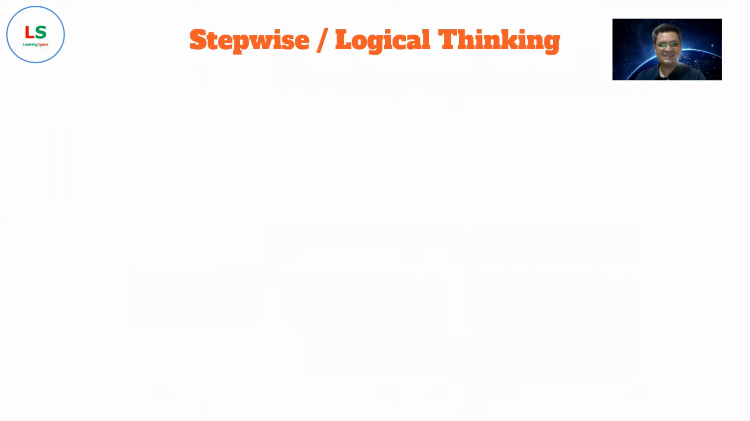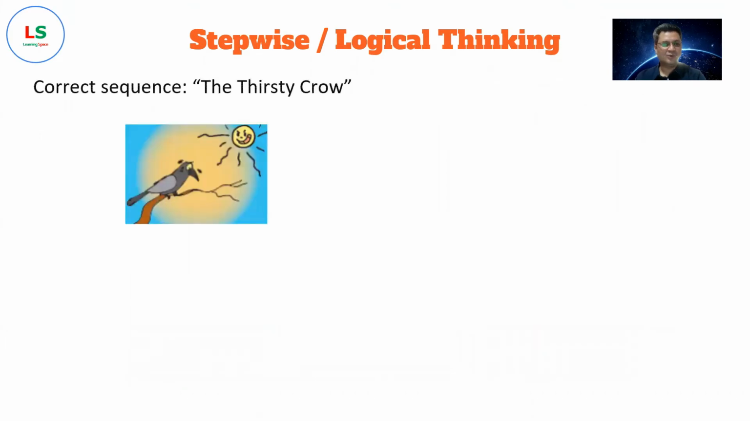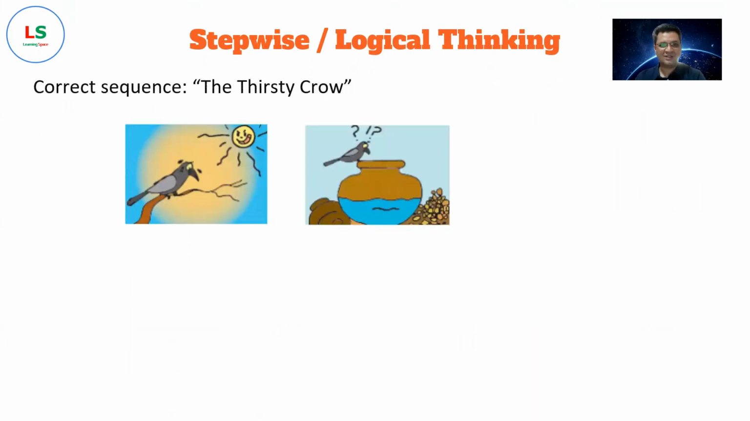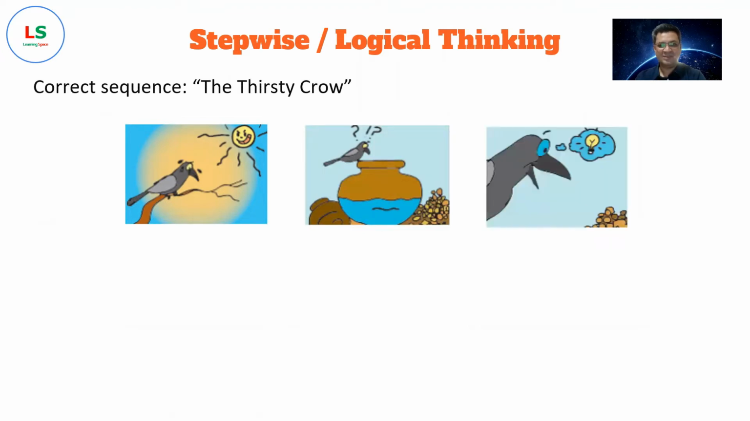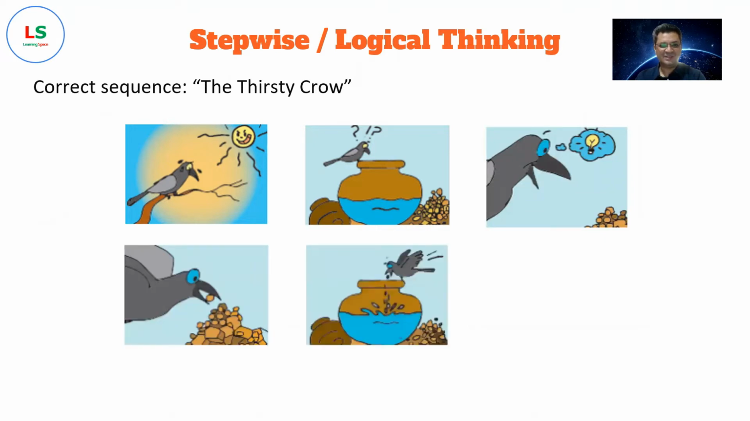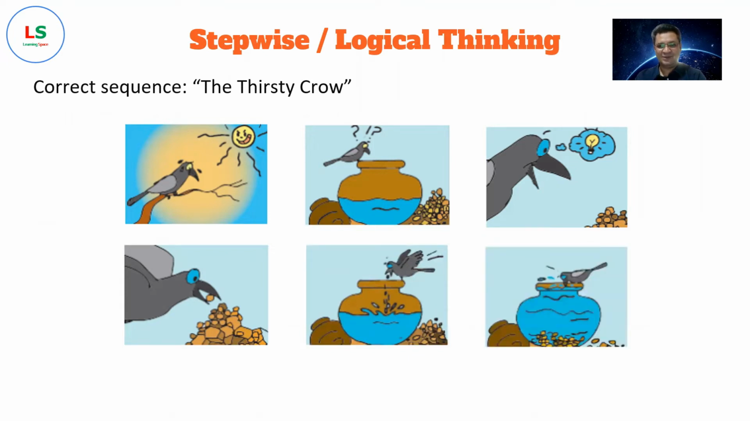So let's sequentialize them. The crow was really thirsty, it was hot, it found a pot which had little water, it applied an idea, and the idea was to put the pebbles into the pot. The water level rose up, the crow drank water, and it flew off. That was again stepwise. That means we are actually putting the things right after one another. And if we don't follow the steps, we will never reach the output, isn't it?